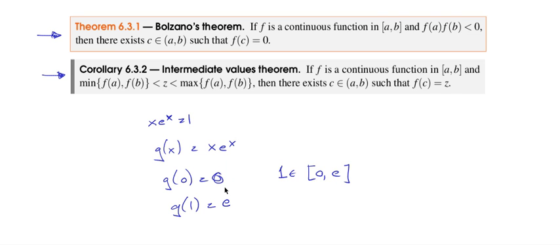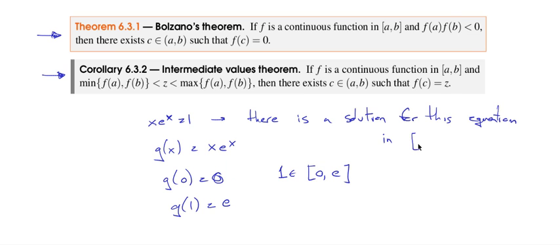So according to the intermediate value theorem, there is a solution for this equation in this interval, in 0, 1. Well, it's not the closed interval, it's in the open interval 0, 1, because 0 and 1 do not fulfill this equation. Do you see how to do this?